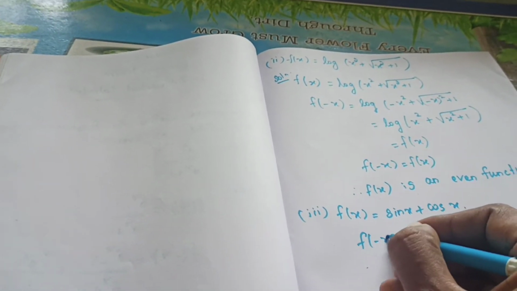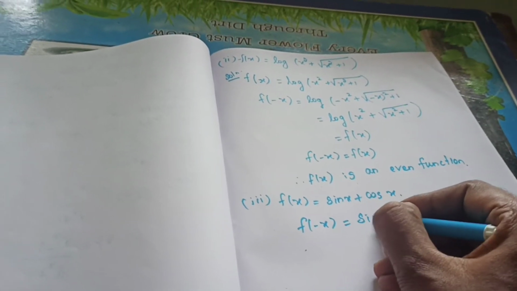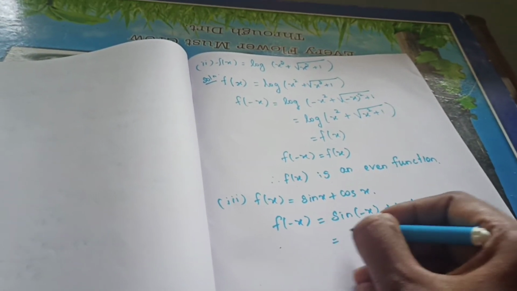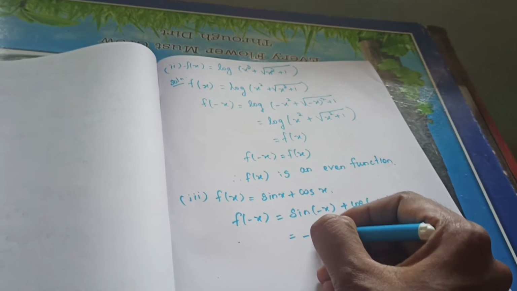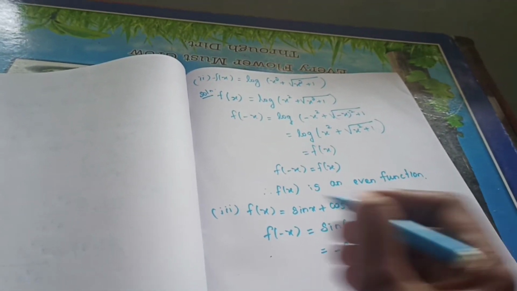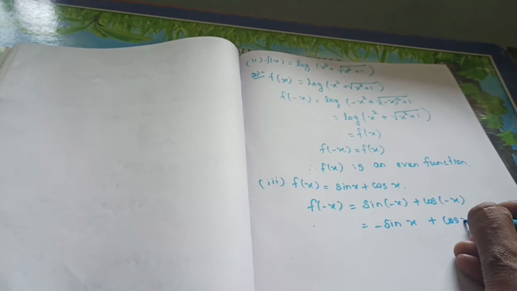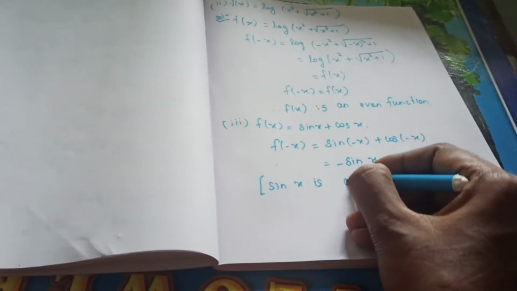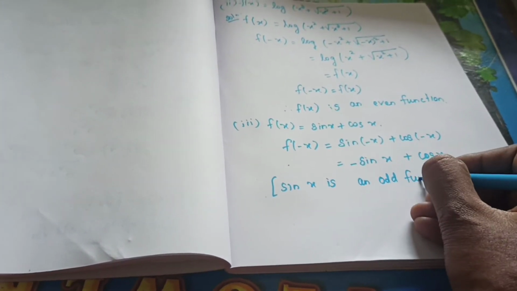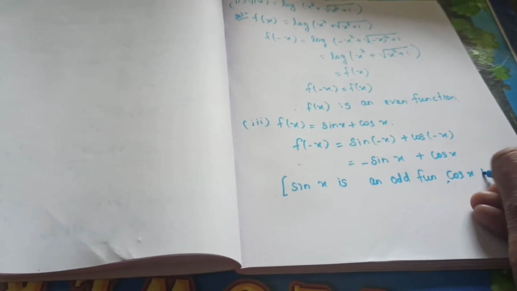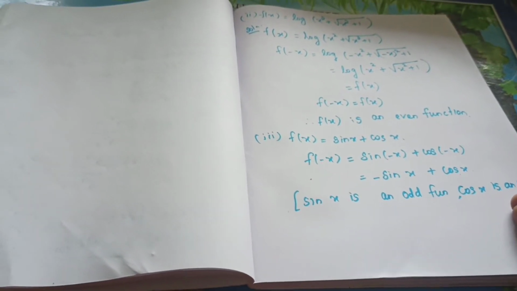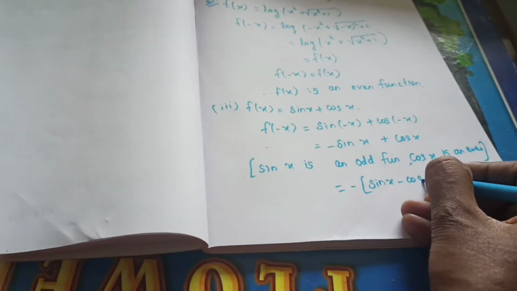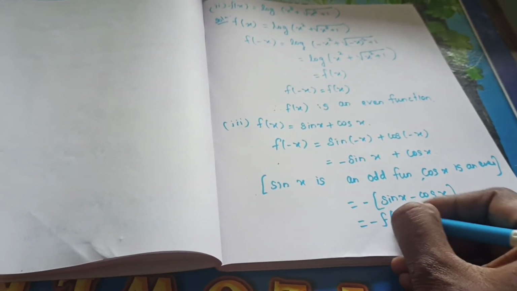Okay, the third one, f of x is equal to sin x plus cos x. So f of minus x, what will you get? Sin of minus x plus cos of minus x. Sin of minus x is minus sin x, and cos of minus x is cos x. You know already sin x is an odd function. Is it right? This is everything you have learned already. Cos x is an even function. Okay, so what will you get? Minus, if you are taking outside, sin x minus cos x. So that's equal to minus f of x.